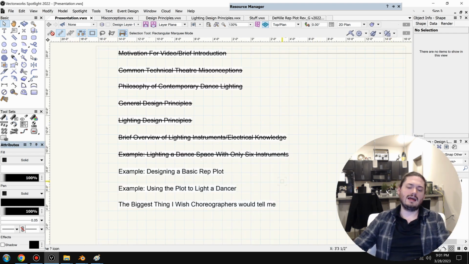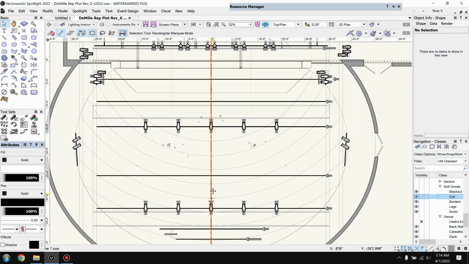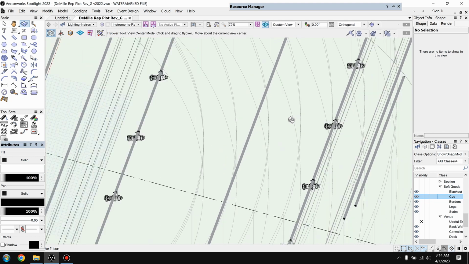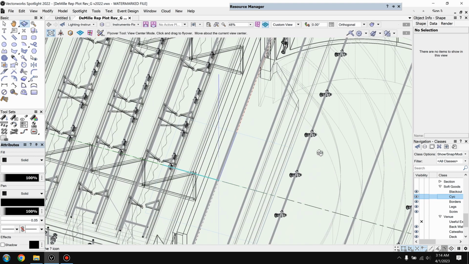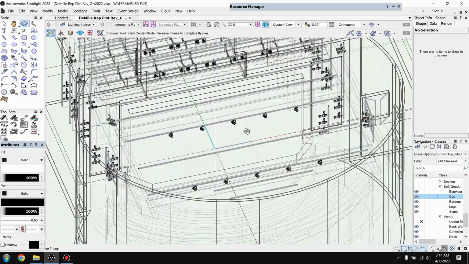Next, we're going to look at a basic dance rep plot and start to examine why some of the choices were made, how to interpret the document, and just generally try to demystify what is going on when you look at the lighting in a theater. This is a to-scale drawing of DeMille Theater at University of North Carolina School of the Arts. I chose it because it's a venue that myself and the original person who asked the question that sparked this video both know, and I helped design it back when I was a student there.